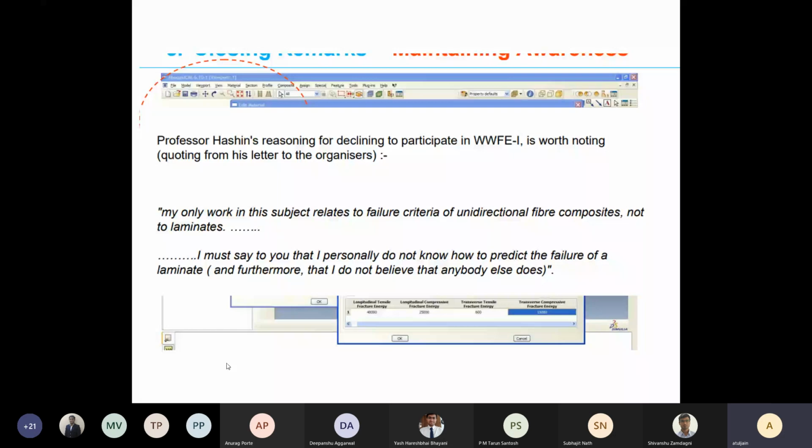My only work in this subject relates to failure criteria of unidirectional fiber composites, not laminates. I must say to you that I personally do not know how to predict the failure of a laminate. And furthermore, I do not believe that anyone else does. Despite Professor Hashin's opinion on his own failure criteria, this was implemented in commercial software Abaqus.